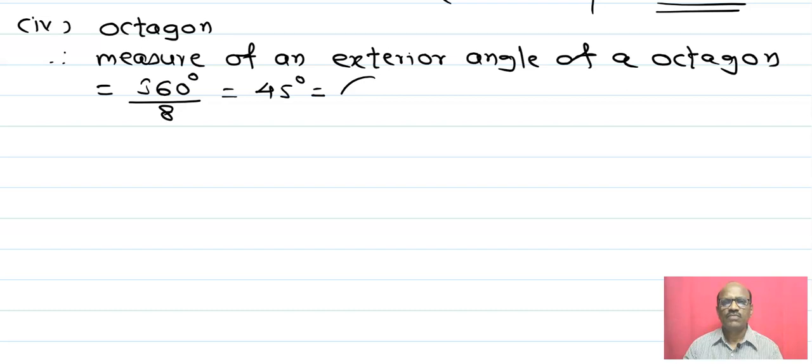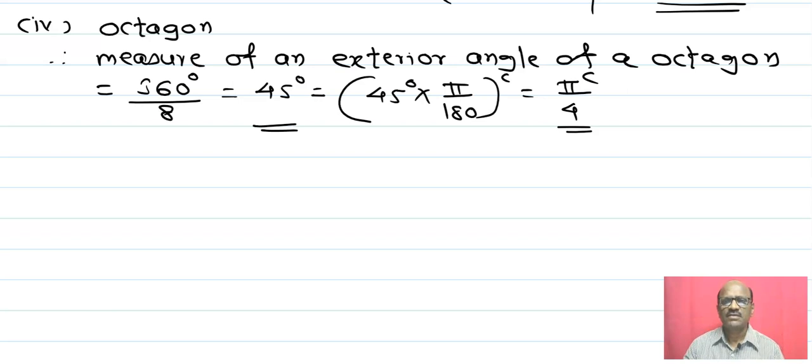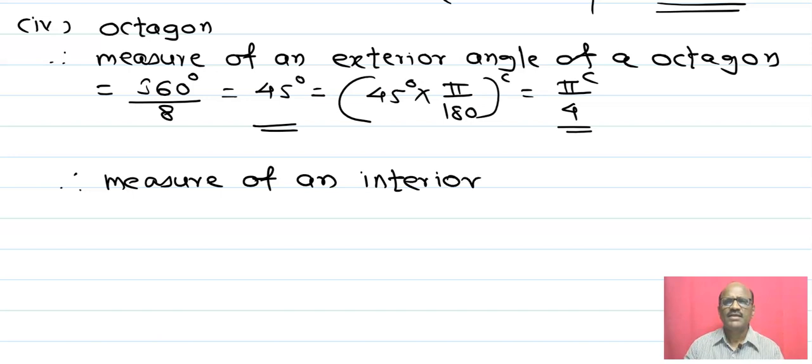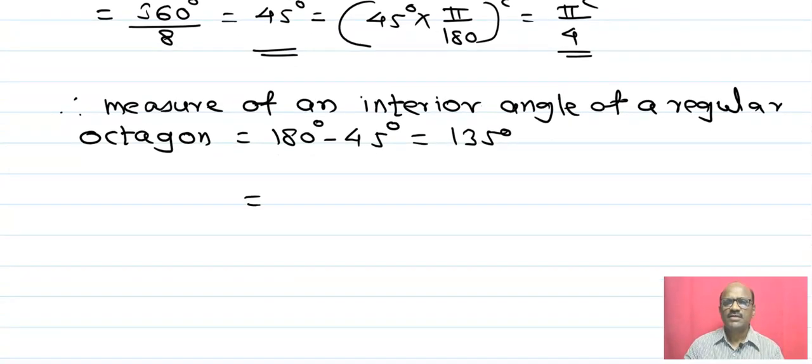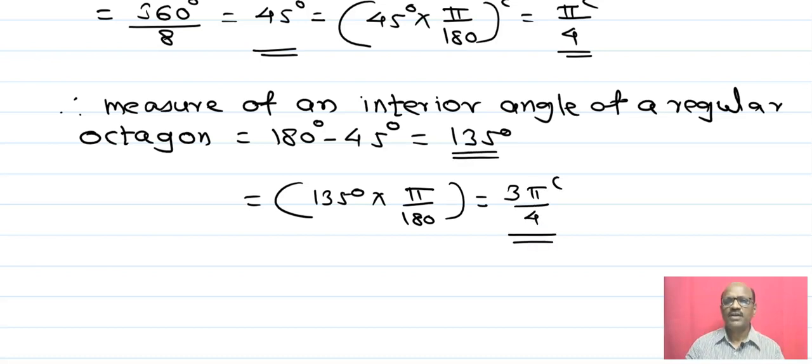That is equal to 45 degree, and again convert in the radian, that is 45 into pi upon 180, and that comes 5 pi by 4 radian. Therefore, the measure of interior angle of octagon is equal to 180 minus 45 degree, that is equal to 135, which is 3 pi by 4 radian.